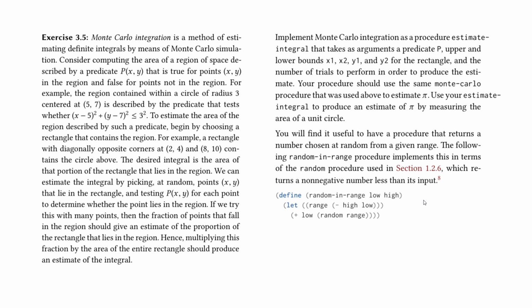And with that, we're just going to hop straight into the first exercise from the second subsection. This is a very wordy explanation of exercise 3.5. I'm not going to read through it because I think it's just confusing. I'm just going to explain this in my own words. So I'll read a little bit of it. Basically, the question is asking us to implement a Monte Carlo integration as a procedure estimate integral, which is going to take a predicate and some values x1, x2, y1, and y2 for the rectangle, and then an n. So it's just basically asking us to implement a procedure.